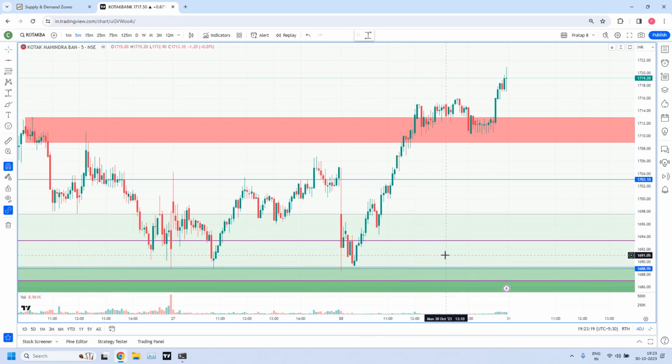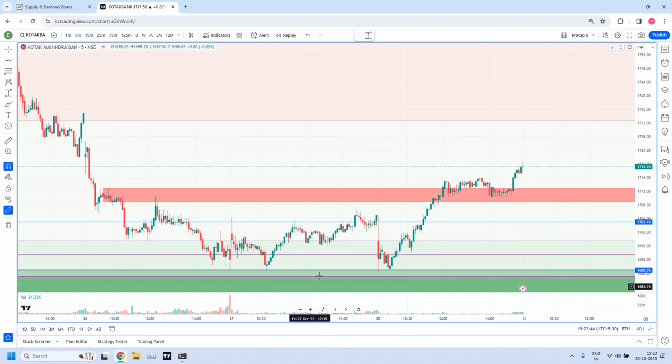These are the zones where institutions always keep on adding new orders. That's why it is a high liquidity zone. Every zone is not a high liquidity zone. There are special zones. Institutions concentrate only on those zones, again and again. Such kind of zone.